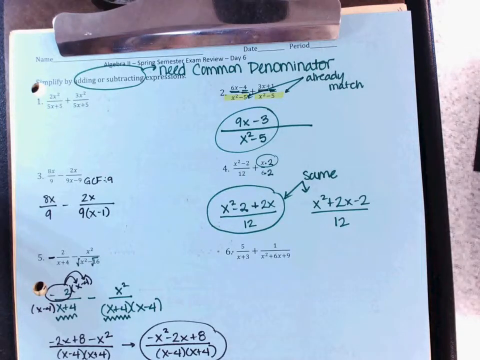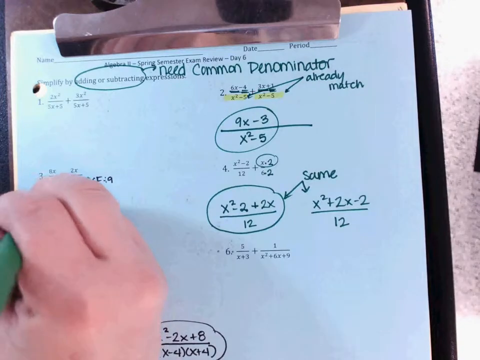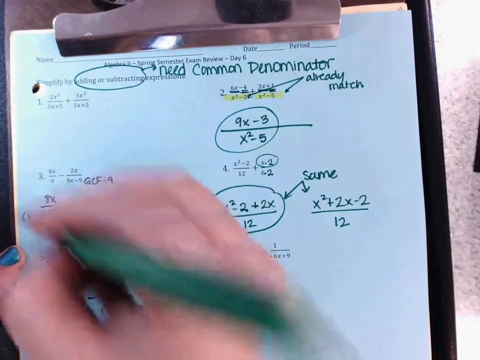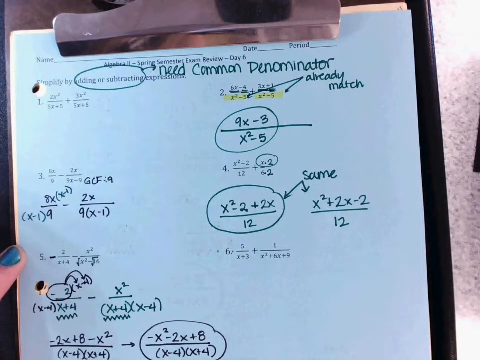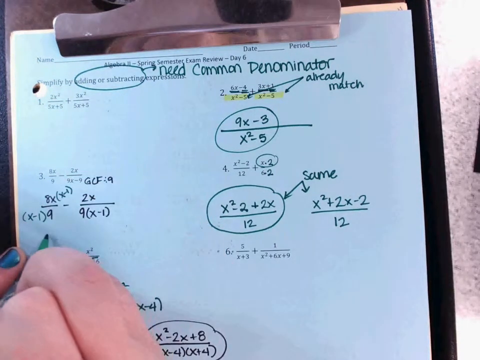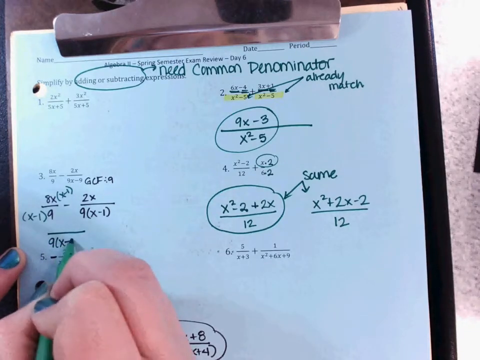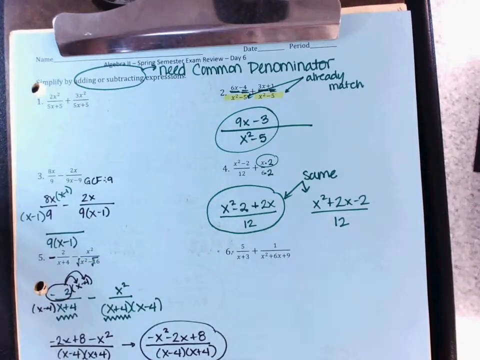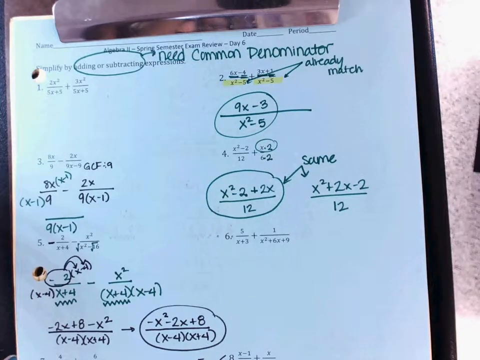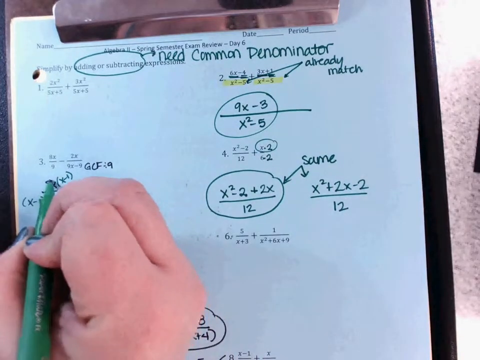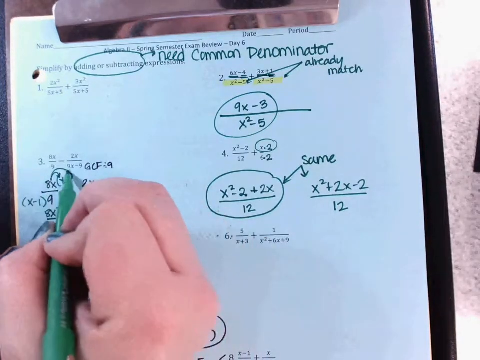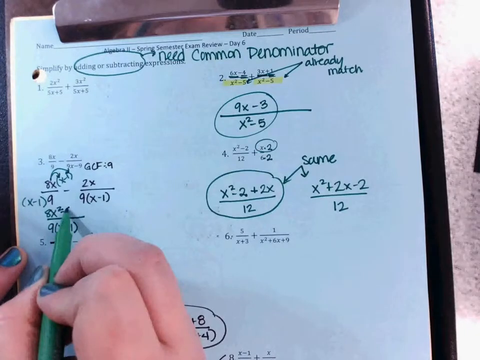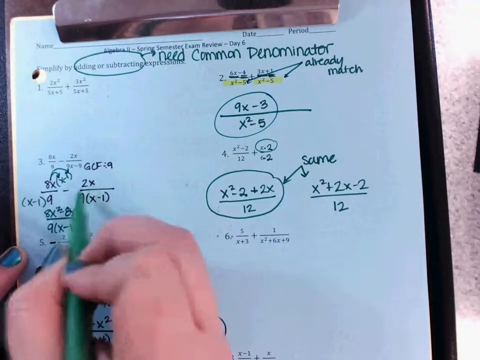And so then I look at my bottoms. They both have a 9. But the first one needs what to match? X minus 1. Now I'm going to put my x minus 1 here so that I can distribute. Okay? Then from there, on the bottom, I'm going to have a 9 and an x minus 1. Doesn't matter what order you put it. You can put the x minus 1 first if you want. What will be on the top? 8x squared. What about 8x times minus 1? Minus 8x.